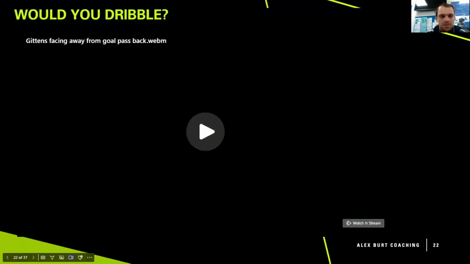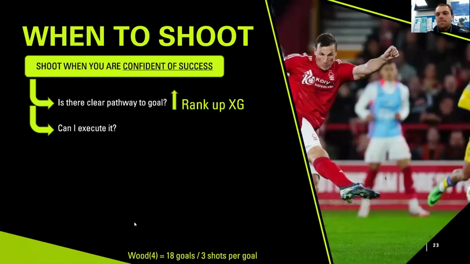Let's take a look at the next few clips. So we've taken a look at when might be a good decision to pass, when to dribble. Now let's finish off with when might be a good opportunity to shoot. And again, similar to passing and dribbling, you should choose to shoot when you're confident of success.